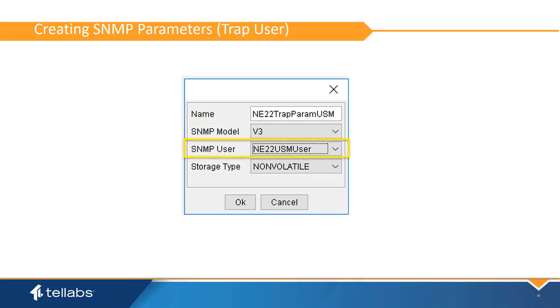The SNMP user is the one created for the SNMP tool. This user must be created first before the parameter is set. Storage type is always non-volatile. Clicking OK will save the trap user.